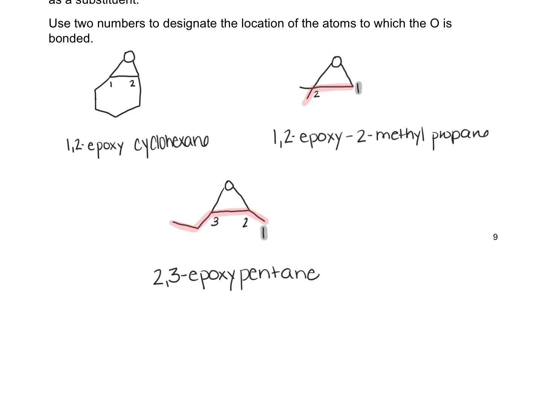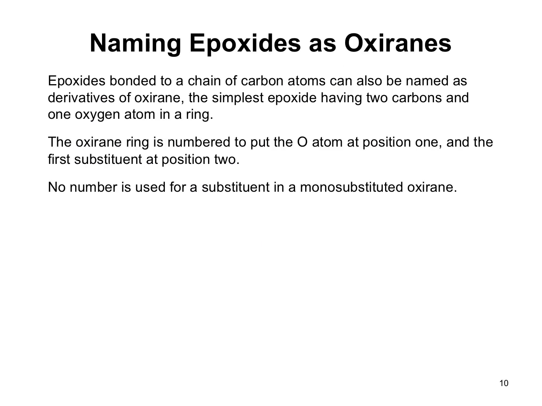Okay, so different ways to name these. The next kind of way we could name this is an oxirane. So epoxides bonded to a chain of carbon atoms, right, can be named as derivatives of oxirane, which is the simplest epoxide. So the simplest epoxide here is right here, and this has the common name oxirane.